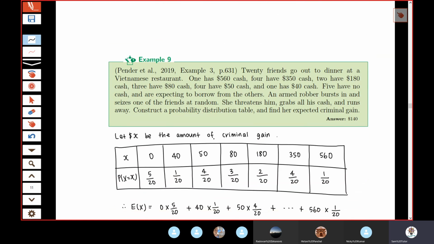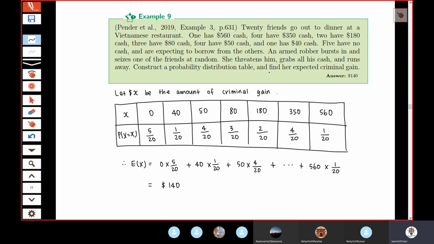No, pretty easy. All right, let's have a read of this. 20 friends go out to dinner at a Vietnamese restaurant. One has $560 cash. 4 have $350 cash. 2 have $180 cash. 3 have $80 cash. 4 have $50 cash, and 1 has $40 cash. 5 have no cash, and I expect them to borrow from the others. An armed robber bursts in and seizes one of the friends at random. She threatens him, grabs all his cash, and runs away. Construct a probability distribution table and find her expected criminal gain.